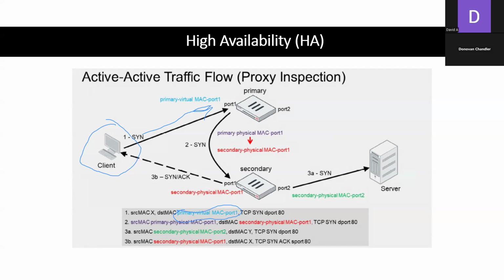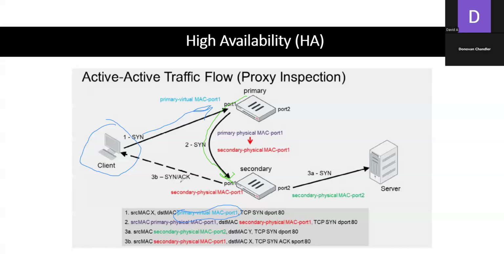Now, if the primary decides that the session is going to be inspected by a secondary, then, because all the client did was send the SYN packet, what that primary FortiGate is going to do is forward that SYN. Let me change colors. It's going to send that SYN packet to the secondary, and then the secondary will do the inspection of that SYN packet.